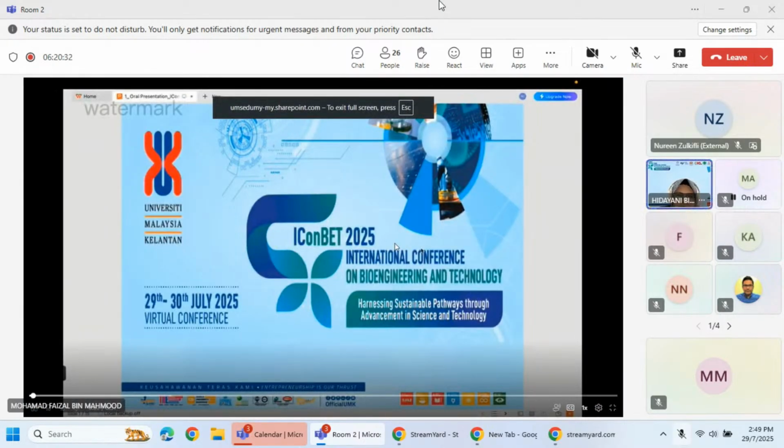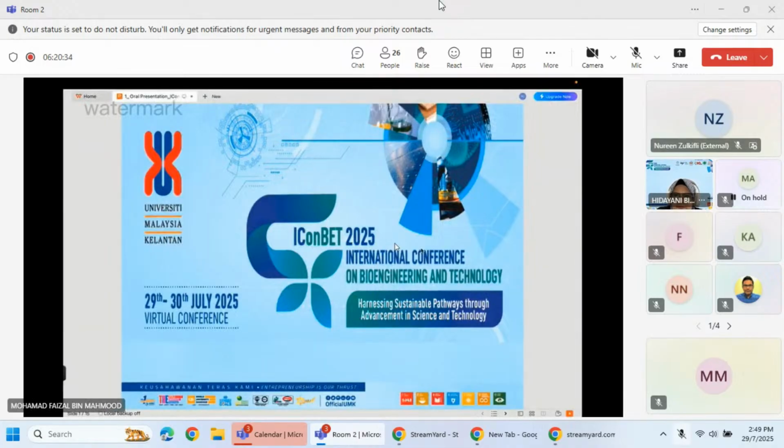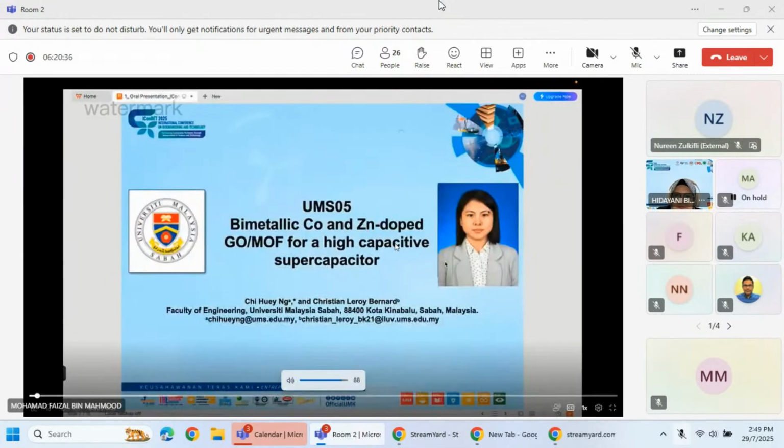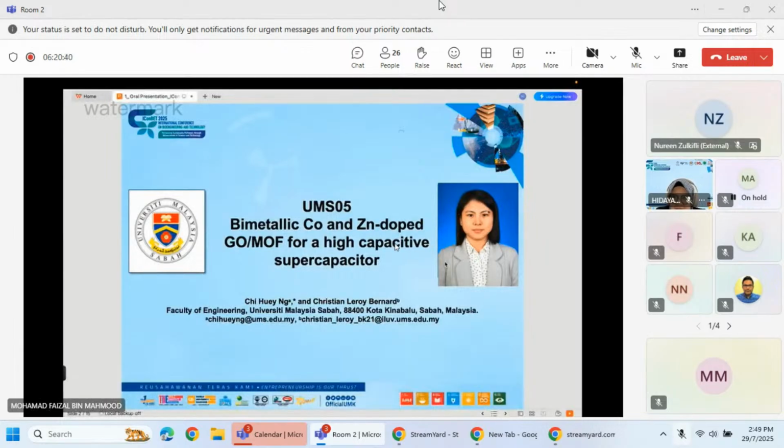Good afternoon, ladies and gentlemen. I'm Ng Chi Hui from Universiti Malaysia Sabah. Today, I'll be presenting my project entitled Bimetallic Cobalt and Zinc Doped Graphene Oxide MOF for High Capacitive Supercapacitor.